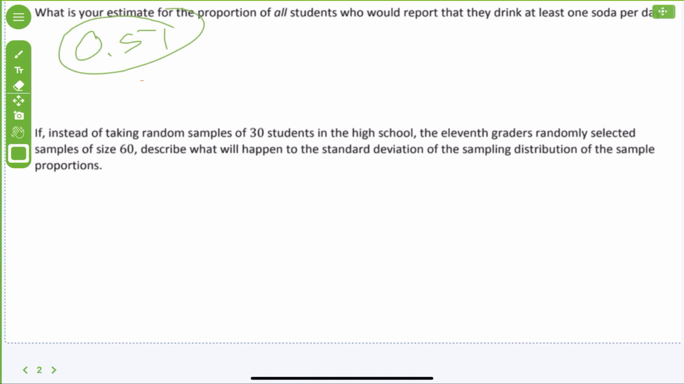So as the sample size goes up, what happens to the standard deviation? It goes down. It decreases. It's getting less varied. Okay? So we're going to call standard deviation is going to decrease.